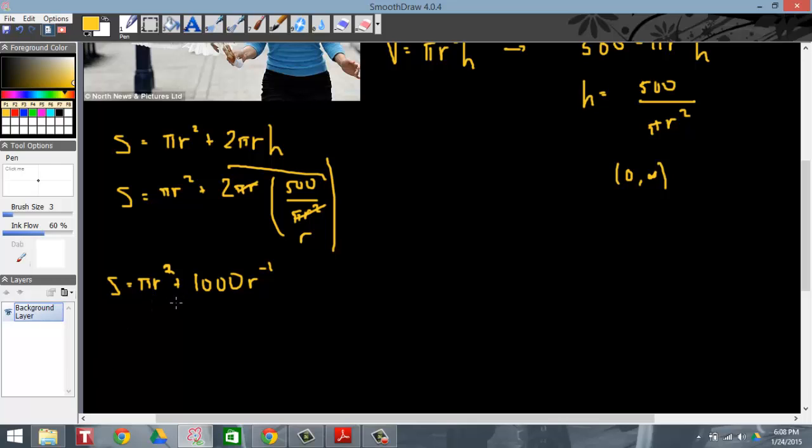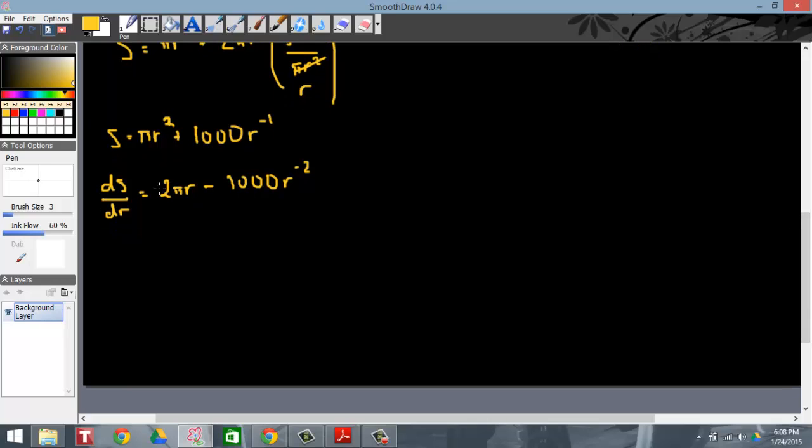Okay, so I think we are ready to derive this thing. So if I take the derivative of the surface area with respect to the radius, since pi is a constant, I get 2 pi r minus 1,000 r to the negative 2 power. From here, I need to find a critical number in all of this, so I'm going to go ahead and factor out a 2. And that's going to also factor out an r to the negative 2. Now what that leaves me on the inside is a pi r cubed minus 500.